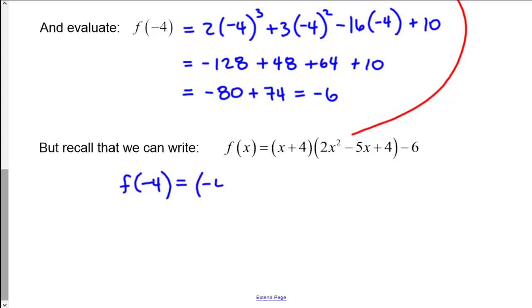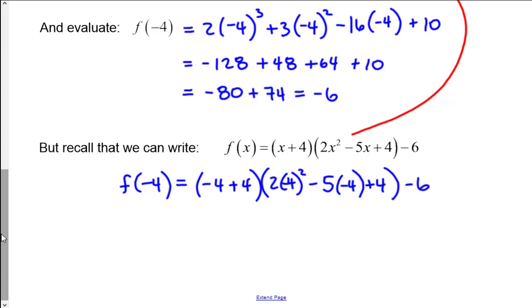Well, if I plug in negative 4, it looks like I've got a little bit of work ahead of me, but it's actually not so bad because negative 4 plus 4 results in 0. Anything times 0, so this entire polynomial is multiplied by 0, so 0 times all that stuff, which I'm not even going to bother computing, is just going to be 0. So the result is always going to be negative 6, and that negative 6 is always going to be coming from my remainder directly.